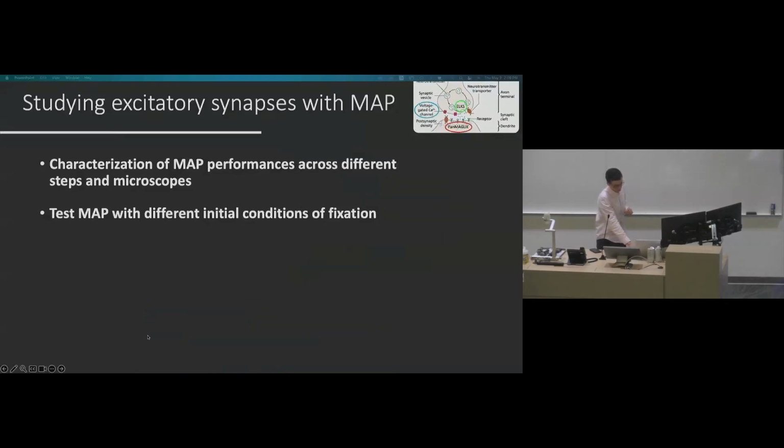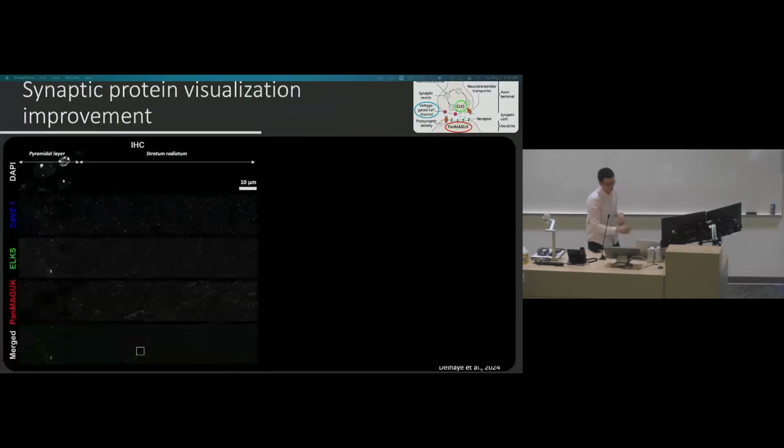So first, about the characterization of MAP, I'm going to go quickly on this. We're going to show what is the gain of synaptic protein visualization. And as Katie showed you before, we have a real improvement in this visualization.